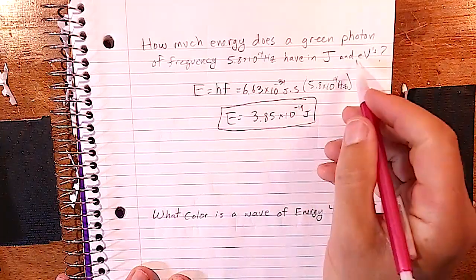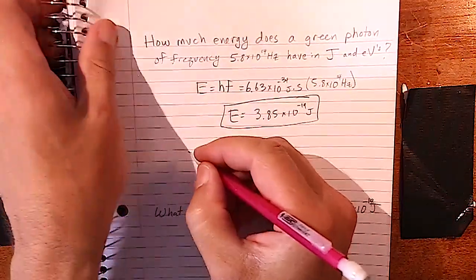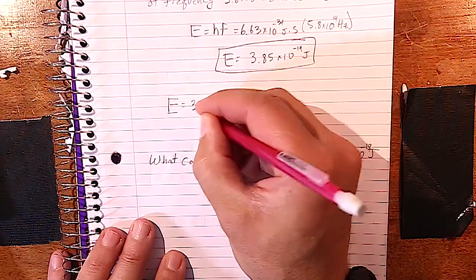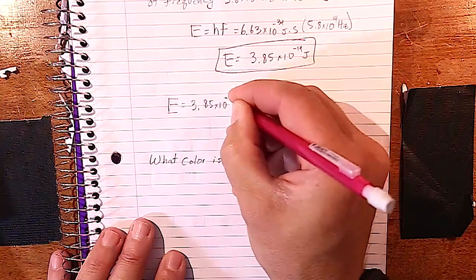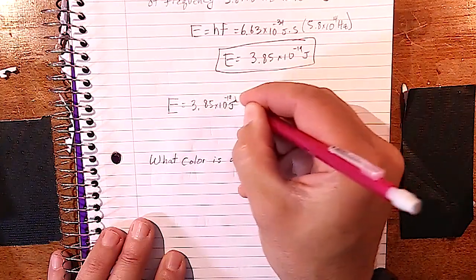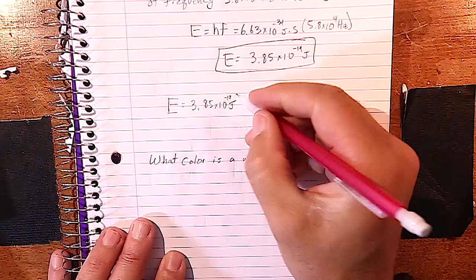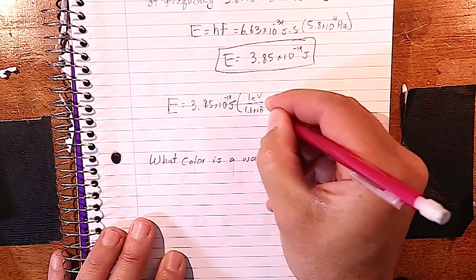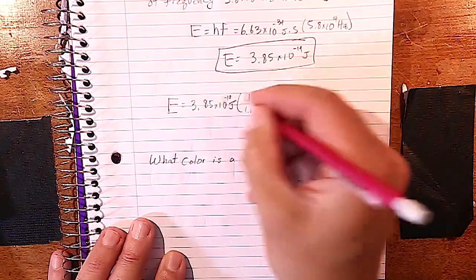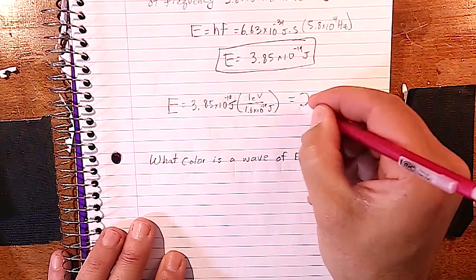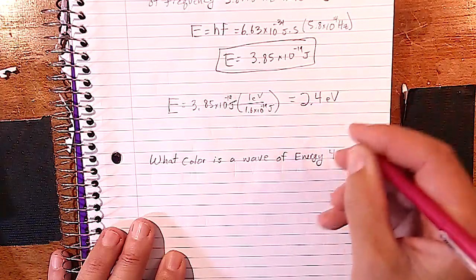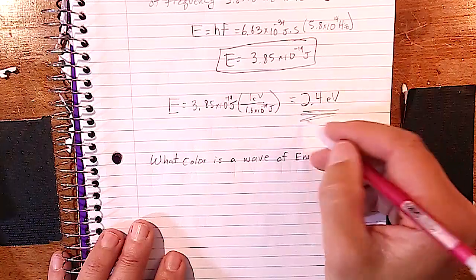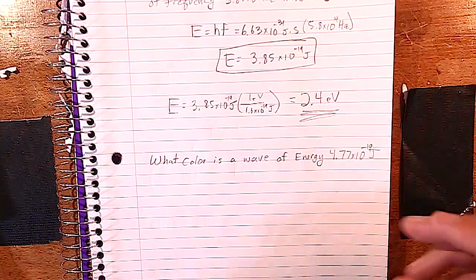So the next question was to do it in eVs. In eVs, that's basically just a conversion. The energy is equal to 3.85 times 10 to the minus 19th joules, and we know that 1 eV is 1.6 times 10 to the minus 19th joules. Multiplying, dividing, that gives us an answer of 2.4 eVs. You can see why eV is a very convenient unit, because it gives us numbers that we can get our heads around a little bit easier.